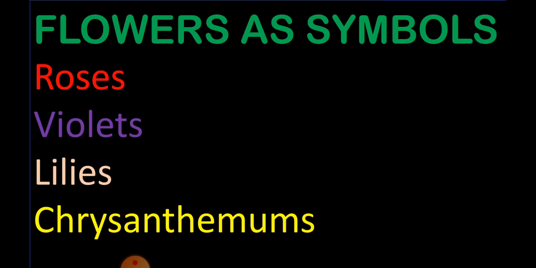Flowers as symbols. Even flowers possess symbolism. Roses stand for romance, violets represent shyness, lilies stand for beauty and temptation, chrysanthemums represent perfection.